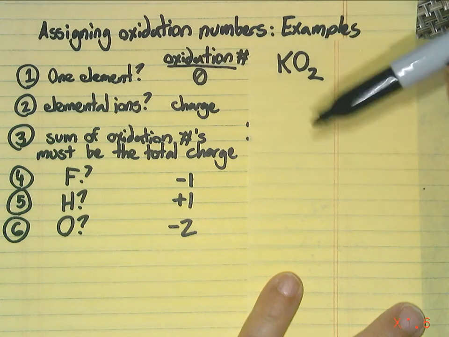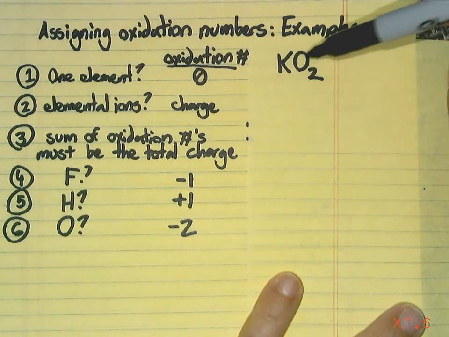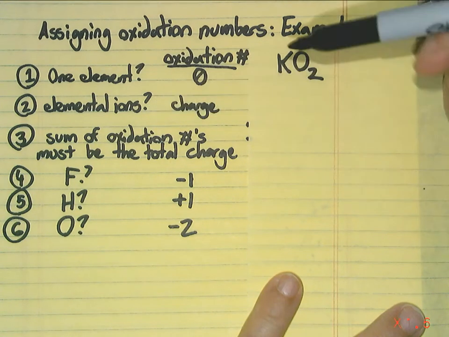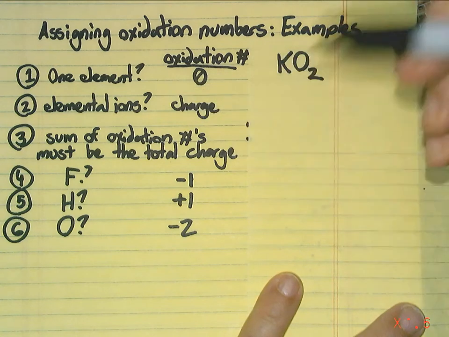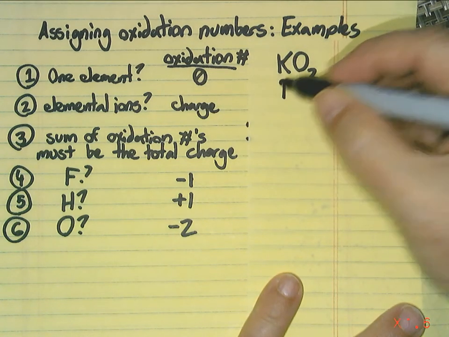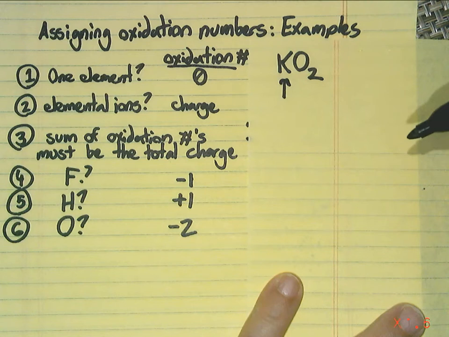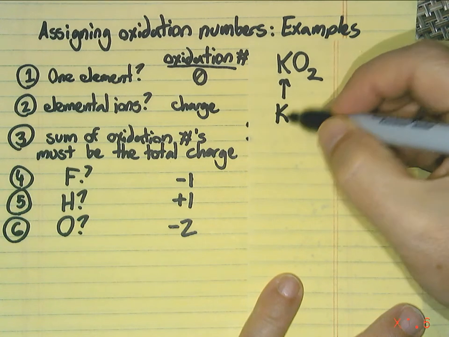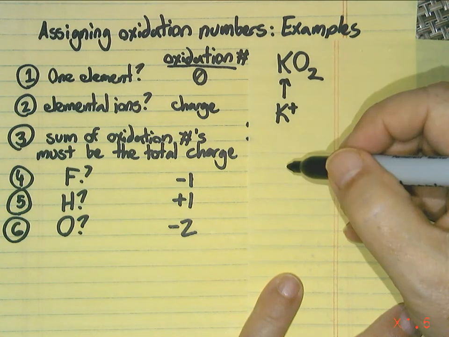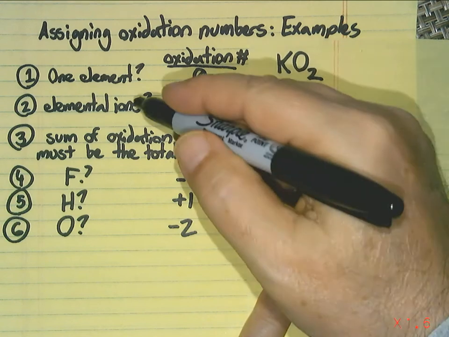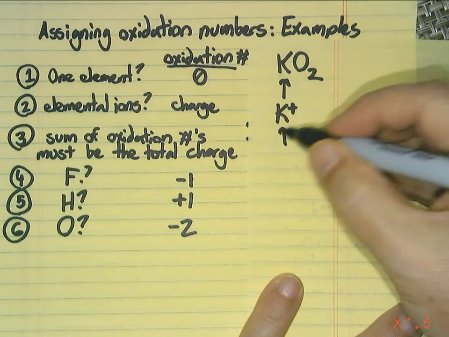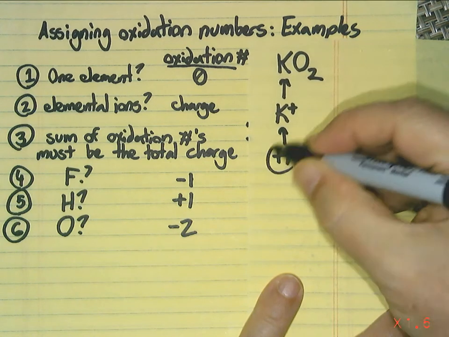Do I have just one element? No. I've got 2, potassium and oxygen. So rule 1 does not apply. Rule 2, do I have elemental ions? Yes. I have one that I recognize right away. Potassium is in the alkali metal column, the first column on the periodic table. Everything in that column forms +1 ions. So that's really a potassium ion that's in there. And I can use rule 2 to say the oxidation number is the same as the charge for that. So it is an oxidation number of +1.